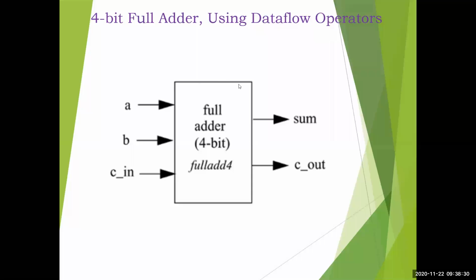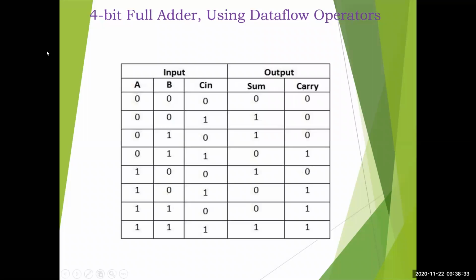Then the truth table. For the full adder truth table, you should be familiar with addition, right? A full adder means it is an addition. Same as previously, you can just change the names in small letters a, b, c_in, whatever you have in your design, then sum and c_out. Accordingly you change your names here. Then you write the 8 combinations because 3 inputs are there. 2 to the power 3, 8 combinations will come, from 0 to 7: 000, 001, 010, 011, 100, 101, 110, 111.